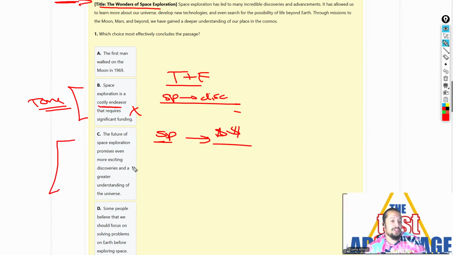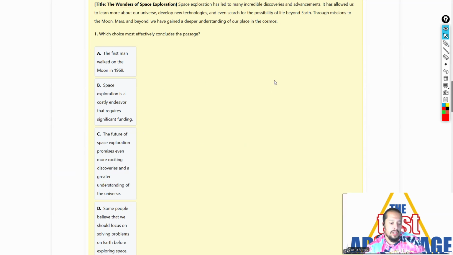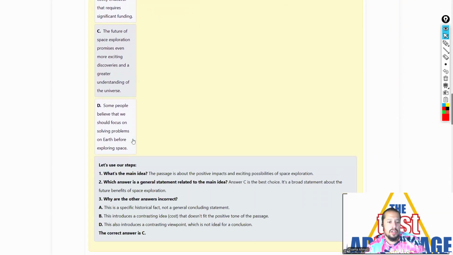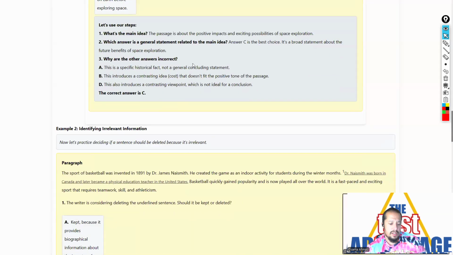Okay, so yeah, it's interesting to see: future space exploration promises more exciting discoveries. We're continuing the conversation, right? So that's one way. Look at it. That's a concluding sentence. You're taking the same steps, right? So if you take the steps, what are you doing? What is the main idea, right? That's the first thing you do. The passage is about exciting possibilities. Which answer is related to that? Answer C. So the others are answered incorrectly.